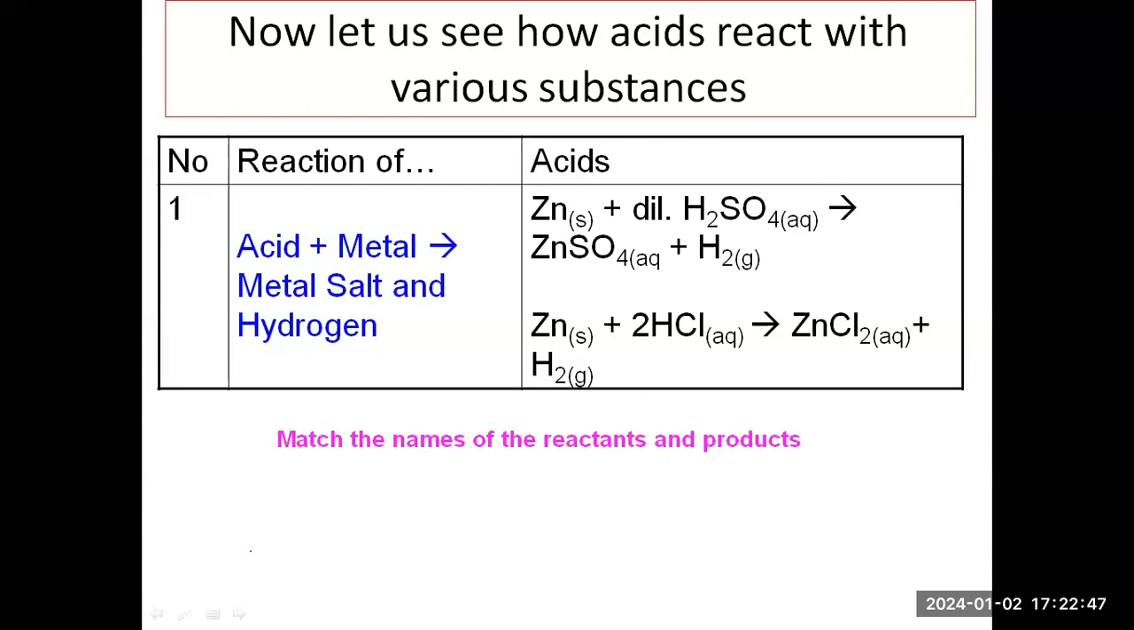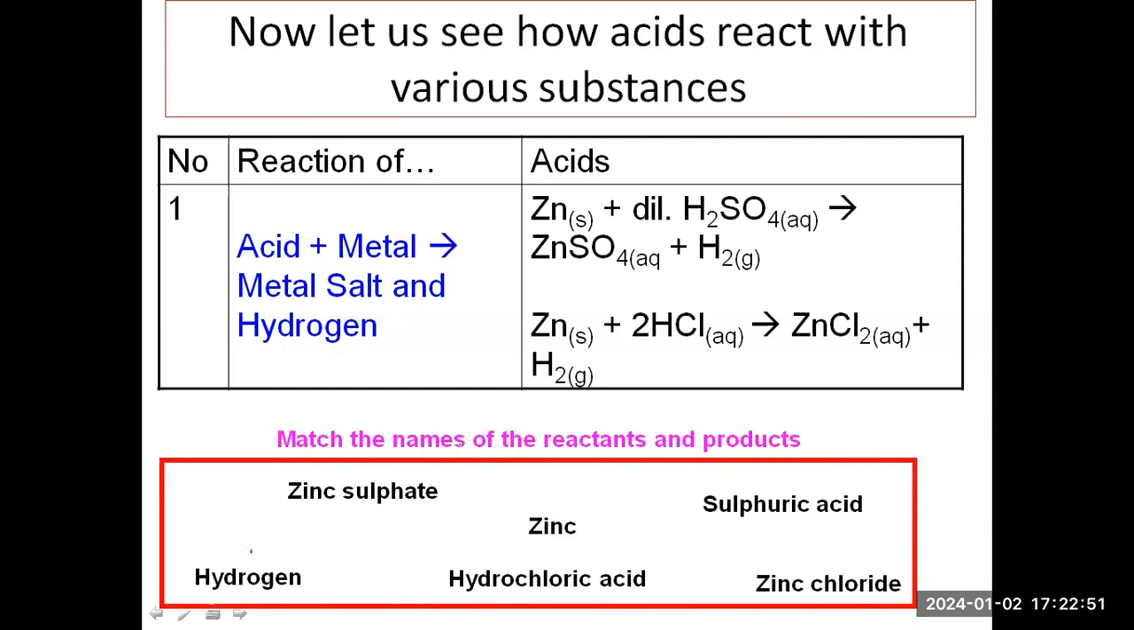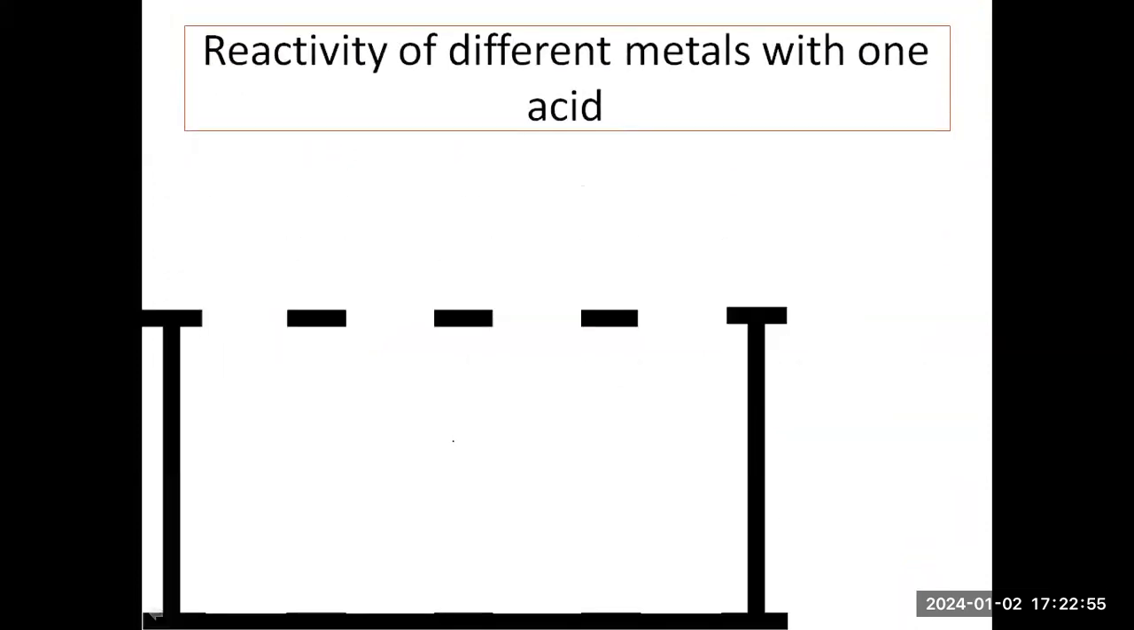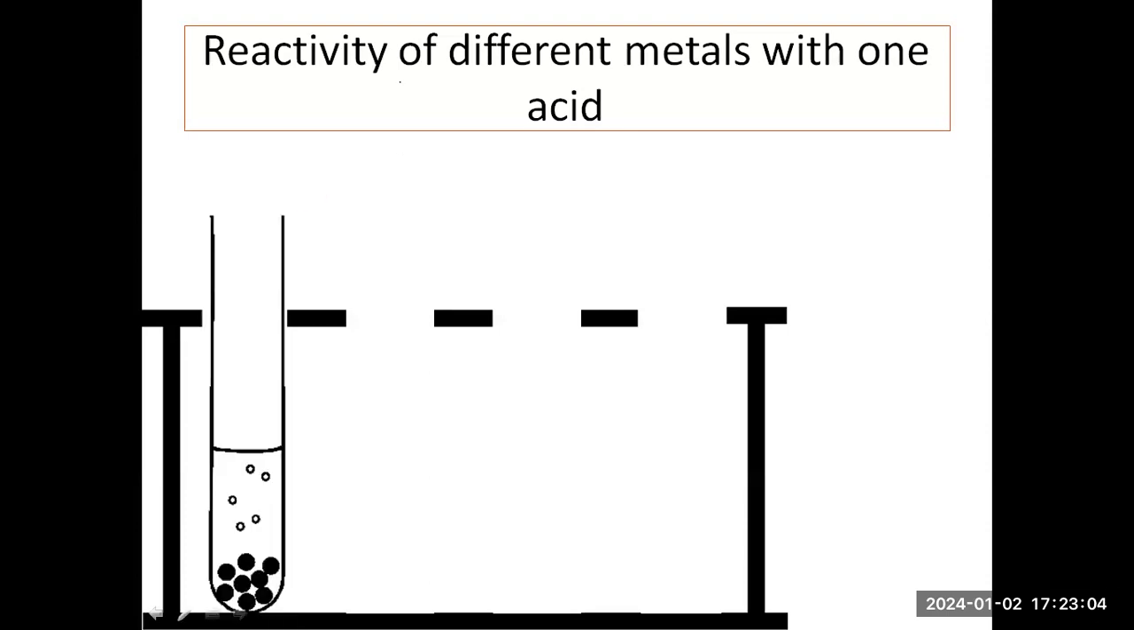Now these are the names of the reactants and the products which you already know. Okay. So here we see a diagram. In this diagram, you can see a test tube is shown. In this test tube, there is some liquid taken. This liquid is an acid.